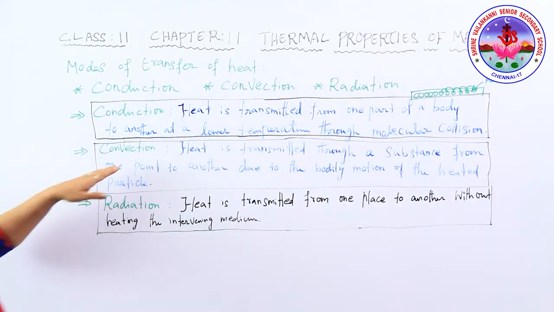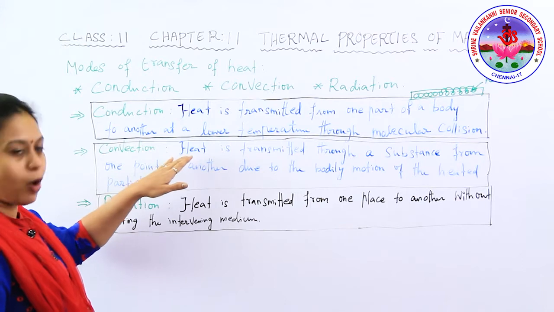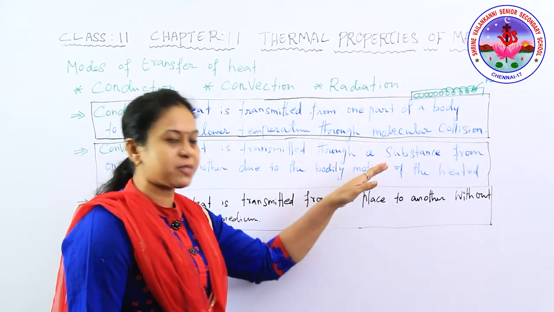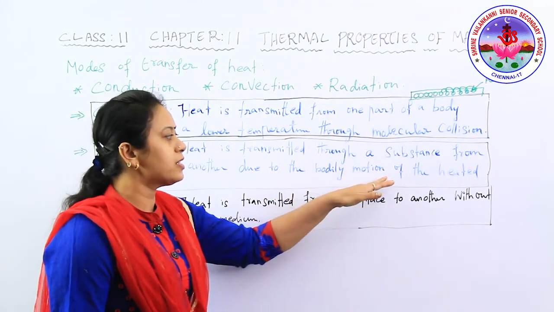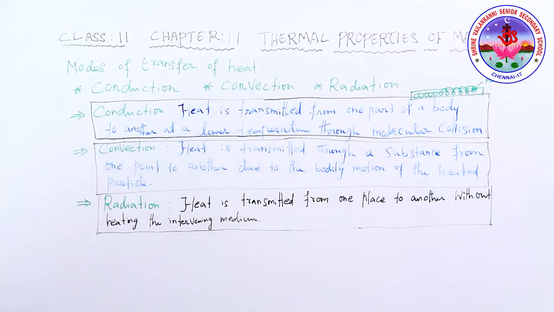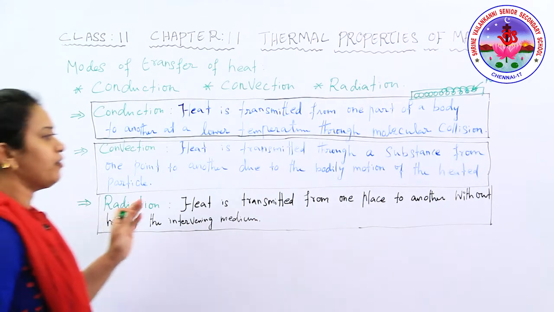Now the next one is convection. Convection is the process in which heat is transmitted through a substance from one point to another due to the bodily motion of the heated particles. It usually happens in fluids. When a fluid is heated, it expands, the density decreases and it rises upward. The colder fluid moves downward. So we call this a convection current.